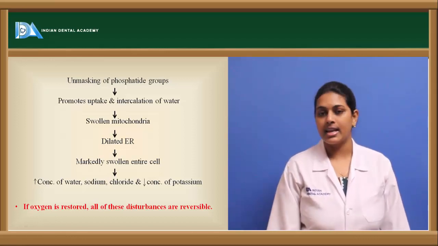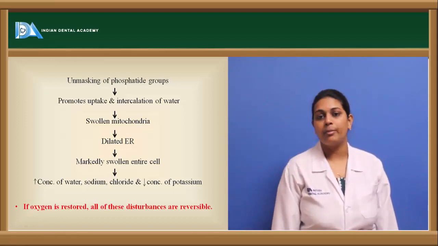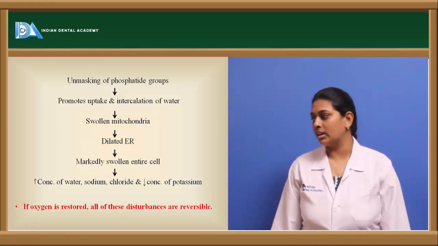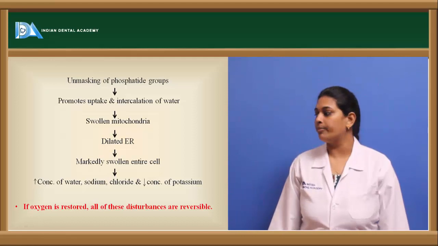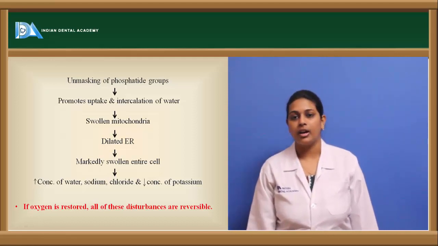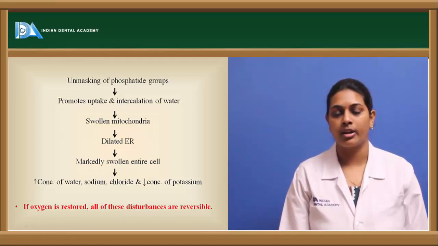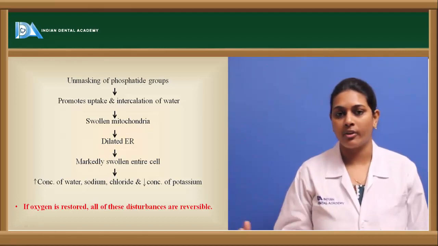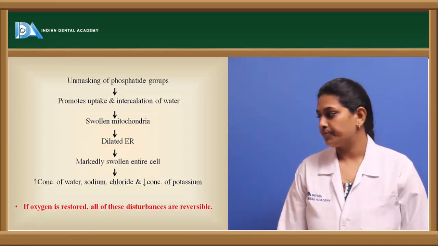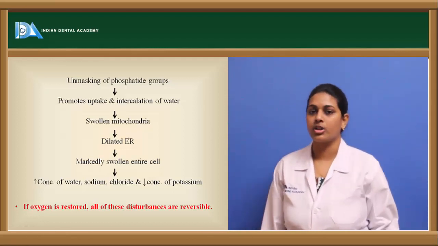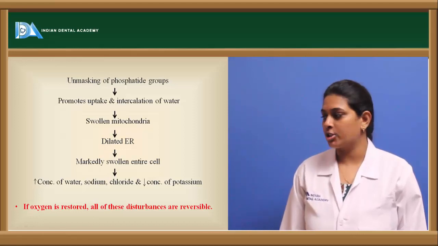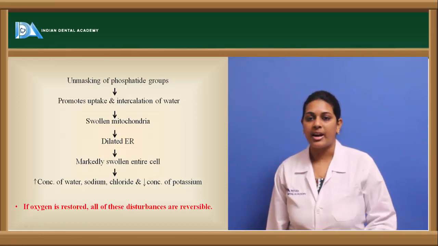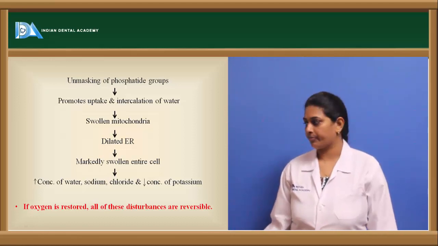Markedly, because of the dilated mitochondria and the swollen endoplasmic reticulum, there will be an increase in the size of the entire cell. This is also attributed to an increase in the concentration of sodium and chloride, and a decrease in the concentration of potassium, because there is no influx of potassium into the cell. Suppose oxygen is restored to this ischemic tissue, then all of these disturbances can be reversible. They can come back to normal functioning.